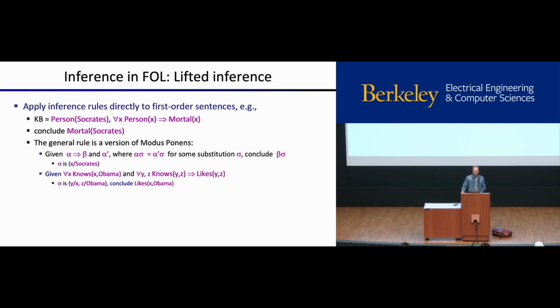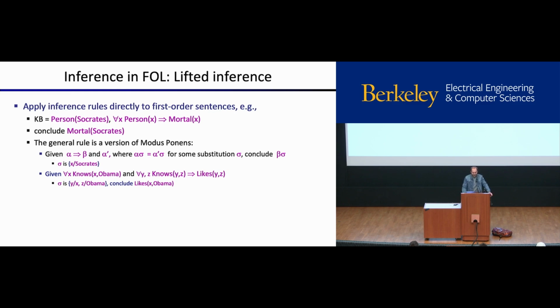And here's how you write it down. It's a bit messy. Given alpha implies beta, so that's one sentence, and alpha prime, that's another sentence, if you can make a substitution to alpha and alpha prime that makes them look the same, then you make the same substitution to beta and you can conclude that. So here we're substituting x for Socrates. And when we substitute x for Socrates, this looks like this. This is in our knowledge base. So now we can conclude this with that same substitution. That's how that works.